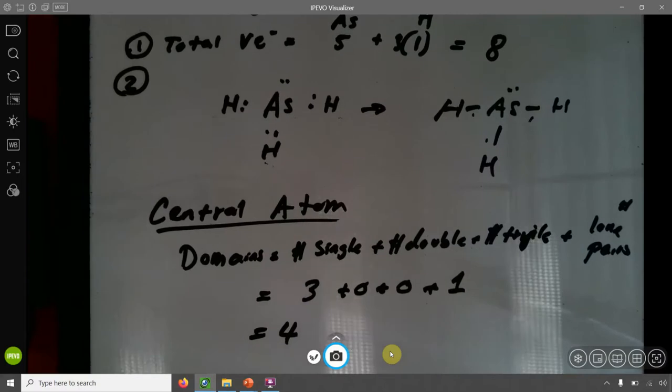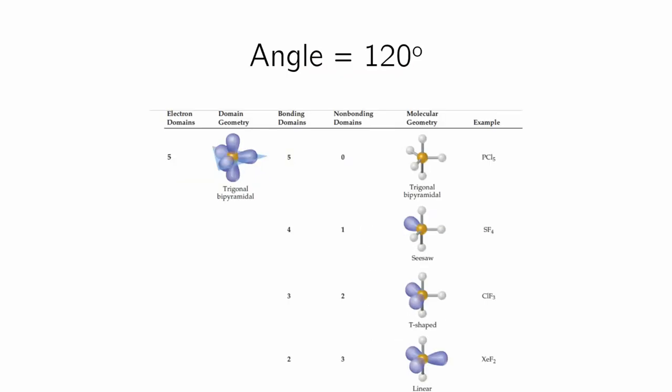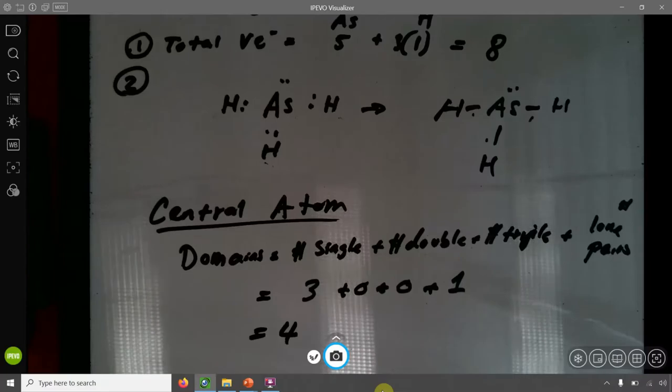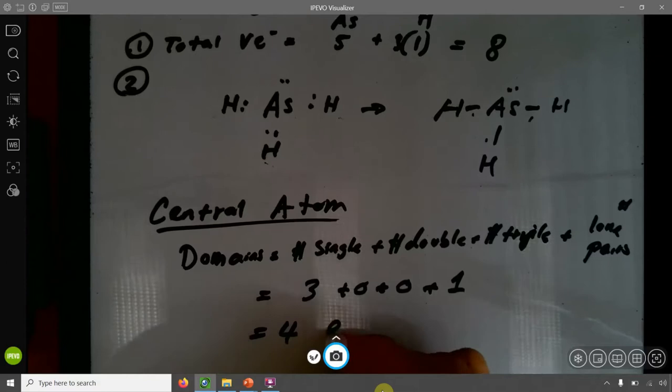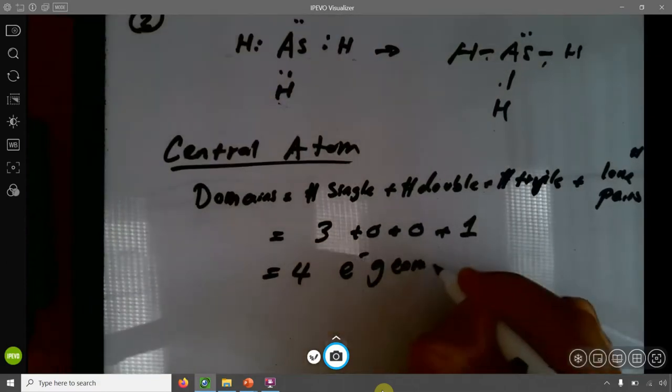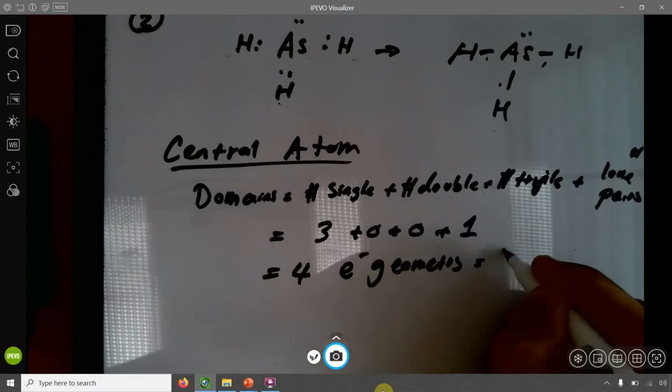Okay, so let me go back to those tables here. Look at the domains. 5, this is 6 here, so I'm looking for 4. So my electron geometry is going to be tetrahedral. My goal now is to look to see whether it's going to be this, this, or this. All right, so I know that my electron geometry is tetrahedral.